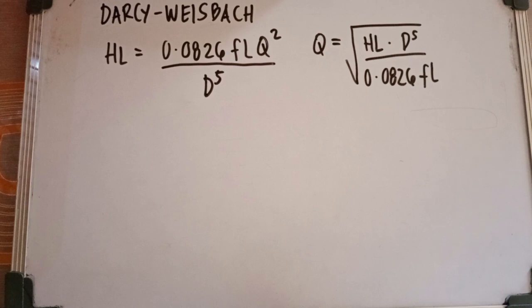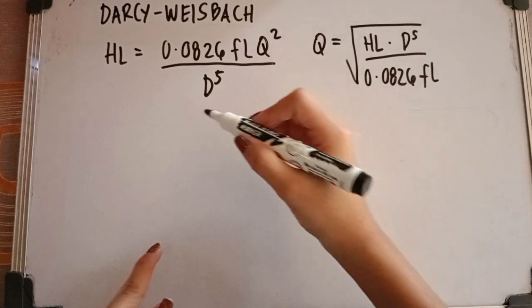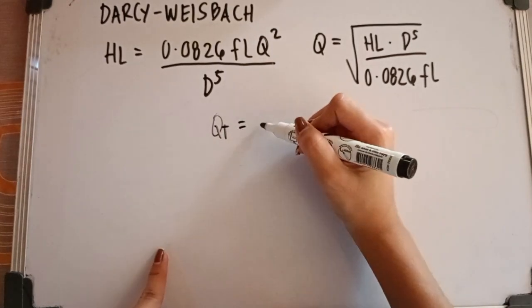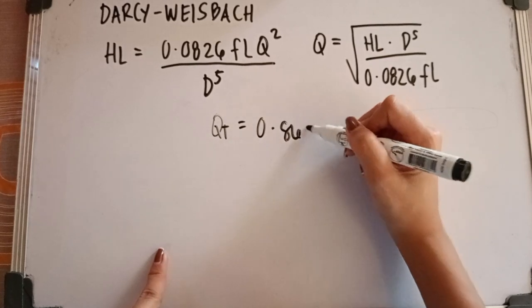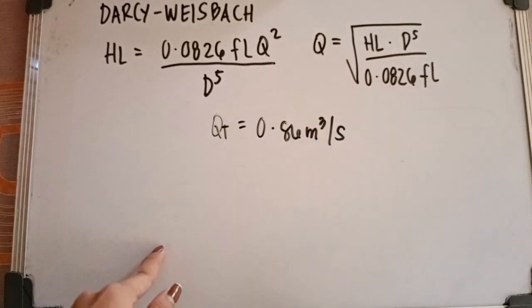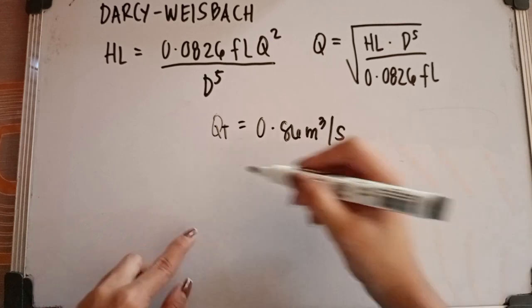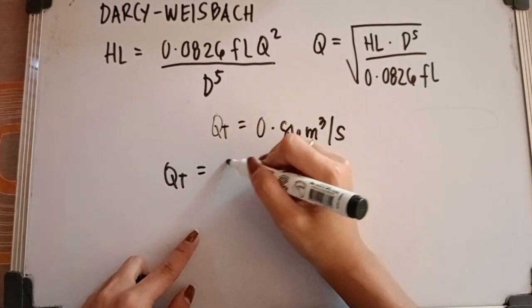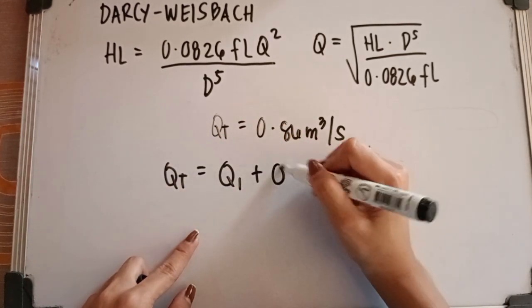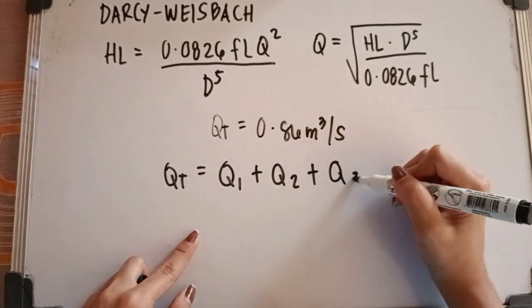So isolating it from the equation, we've got Q is equal to the square root of HL times D to the power of 5 over 0.0826 F times L. And our HL is unknown, but we have our given QT equal to 0.86 meter cube per second. Remember, right? And note that QT is equal to Q1 plus Q2 plus Q3.